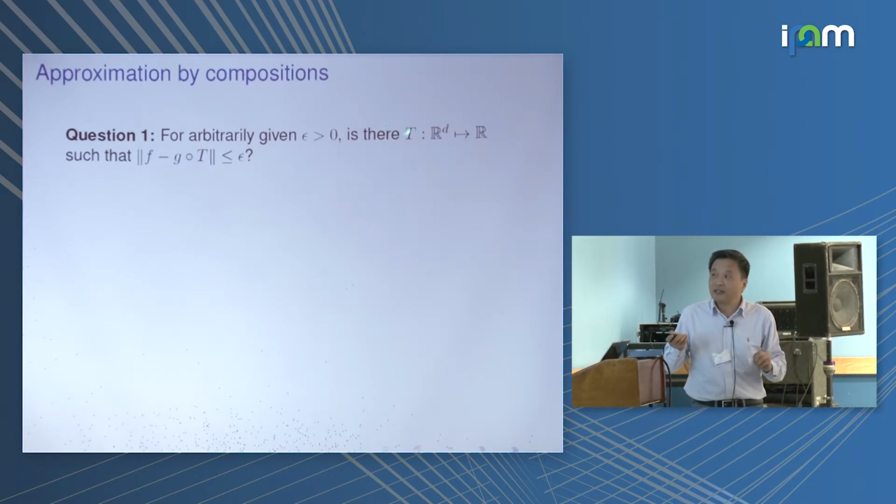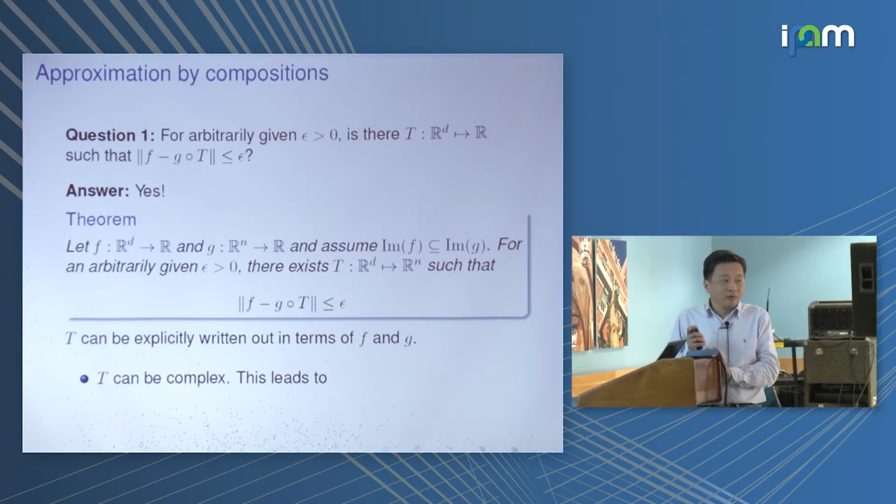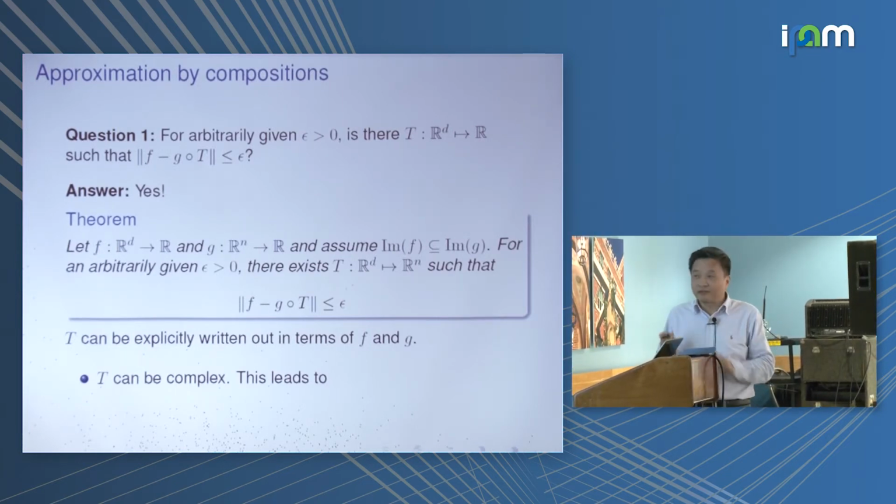Can you always have a T for epsilon, for given f and G and epsilon? Can we always have a T from R^d to R^n such that this can happen? This is the first question you have to ask mathematically. The answer is yes. In fact, the condition is very simple. The proof is not so complicated for this one.